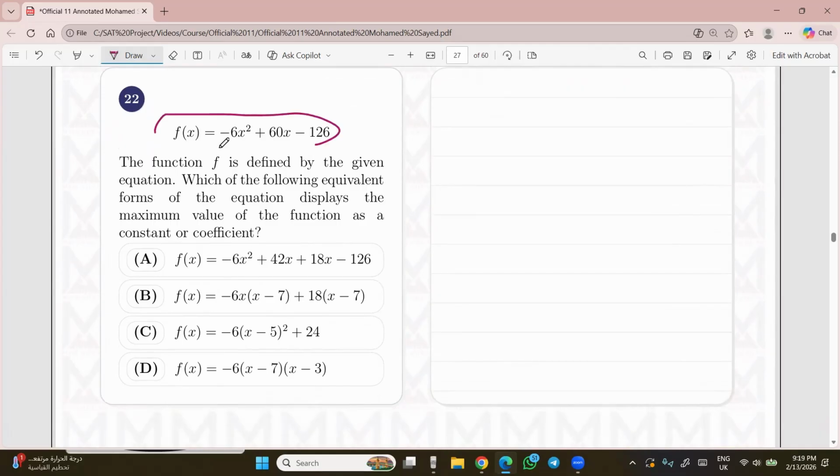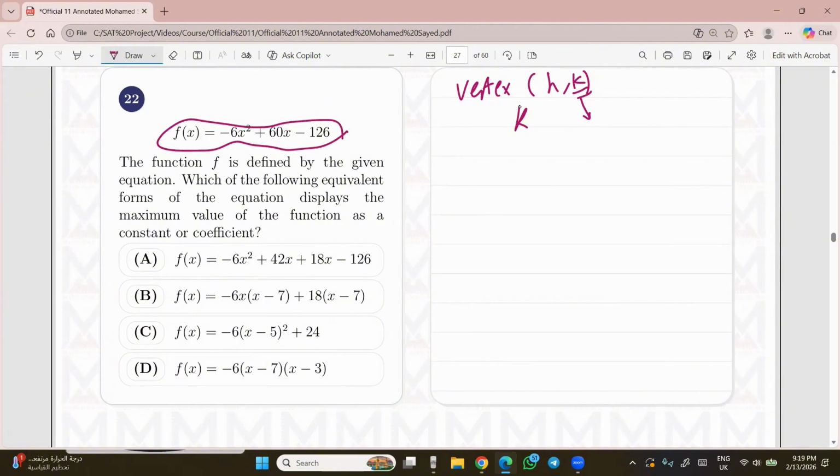Maximum. How can we get the maximum here? The maximum is the k. You know that the vertex is h and k. K is the maximum, not h. H is the x value of the maximum, but k is the maximum itself. And the best method to use to answer this question is Desmos. You can graph this on Desmos and the graph will be something like this. Because it's negative, it opens downward, and this point is the maximum. So see the value of y here, and that's the maximum number.